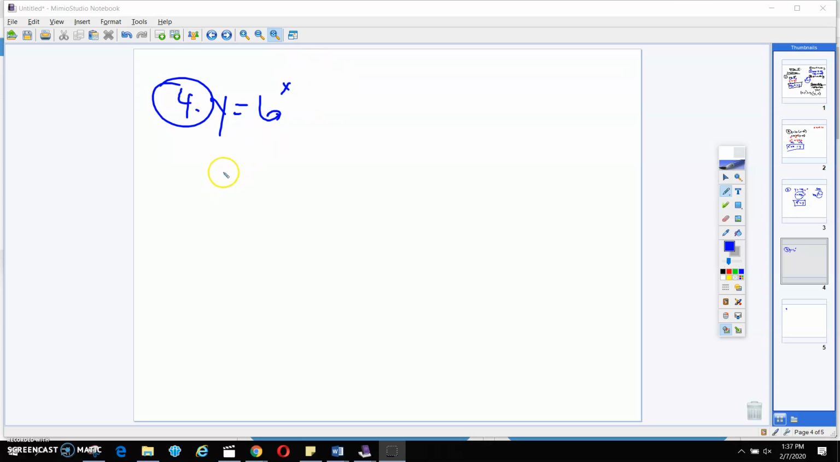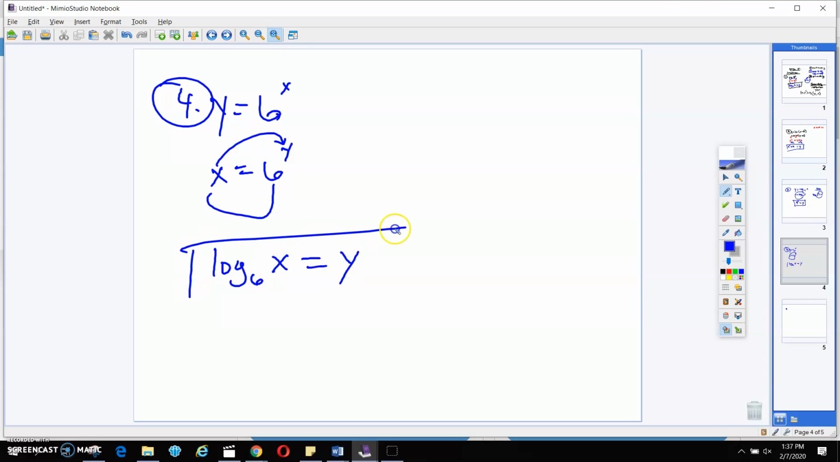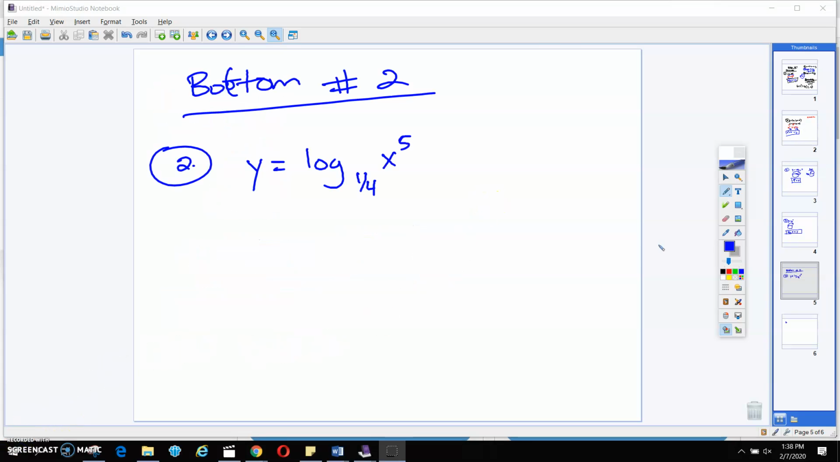So I'm going to switch my x and my y, and then I'm going to write it in log form. So I'm going to do the circle of life: log of base 6 of x equals y. Is that what you got? Yes. Cool. It's not super different from what we just did.